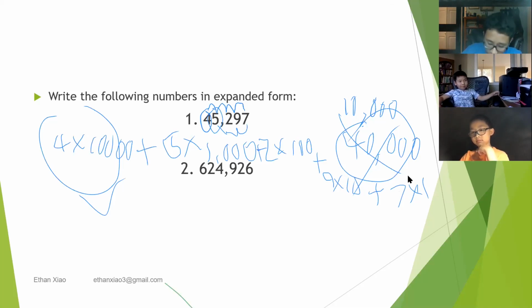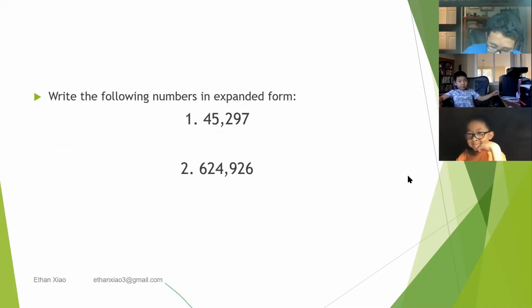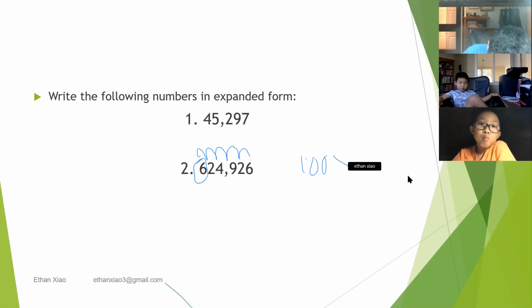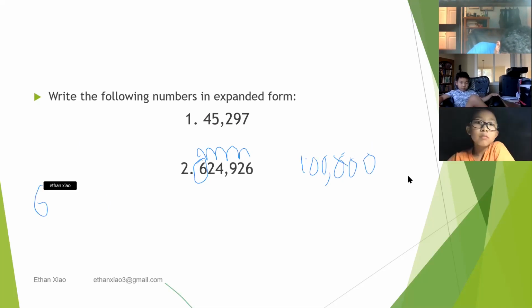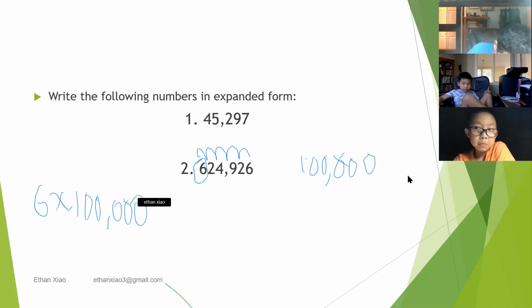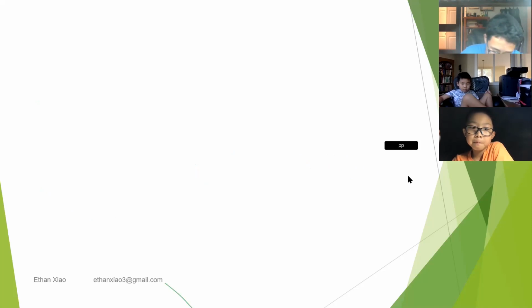All right, I'm going to clean up. I'm going to do the next problem. So this one, I select the 6 first. I find the value of that. 1, 2, 3, 4, 5. So that's 5 places. So it's the 100,000's place value. So I'll write it as 6 times 100,000. And it's not 600,000 because we have to write it this way.